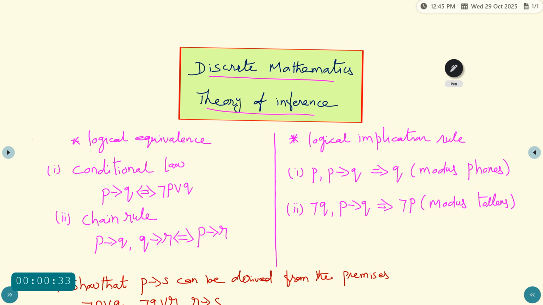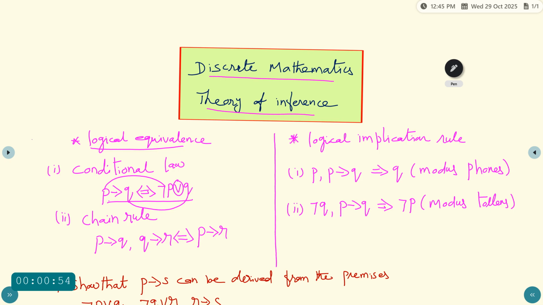Next we will see one of the tools, logical equivalence. So what is logical equivalence? The first rule is the conditional law. P implies Q can be written as negation P or Q. The first term is replaced by negation P and the second by or Q. This symbol is or. This is the conditional law.